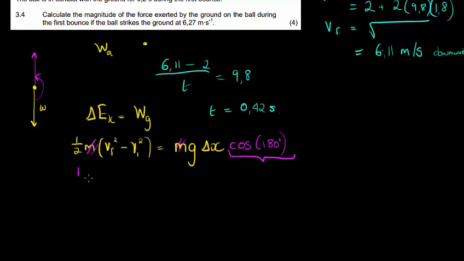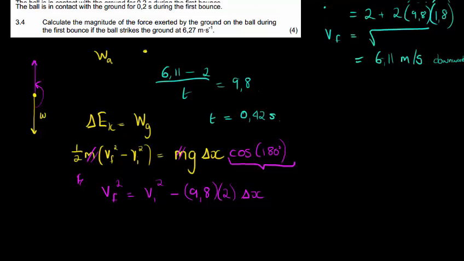Okay, so again, I'm going to have this formula that I had before. Vf squared is equal to Vi squared minus, because of the cos, 9.8 times 2, which comes from that half multiplying to the other side, times delta x. Okay, so do I know future velocity or initial velocity?